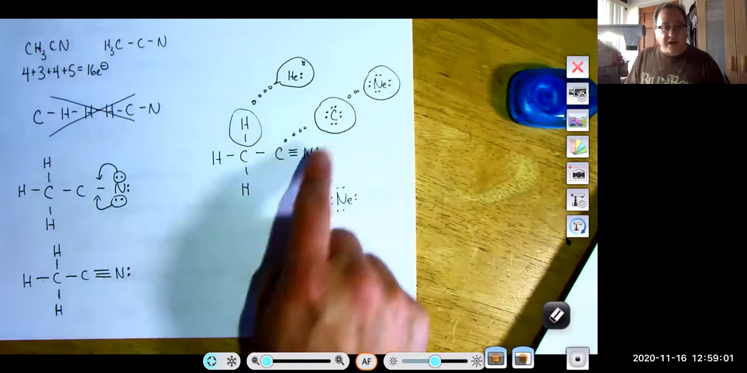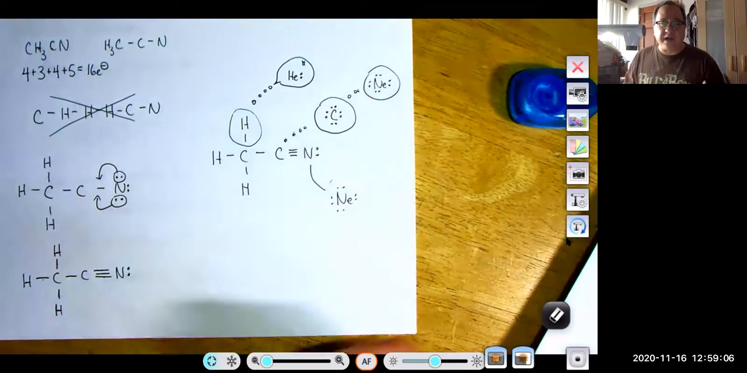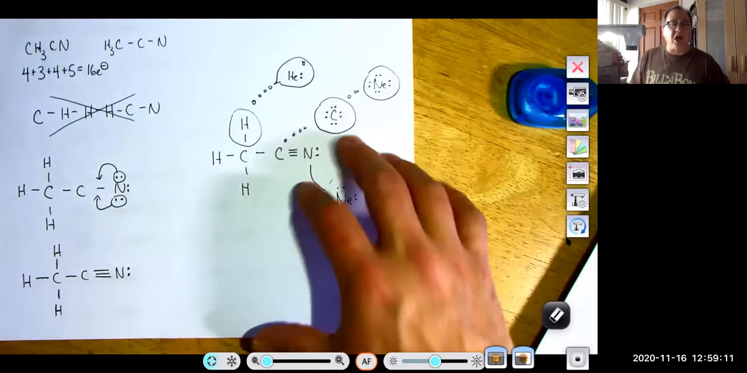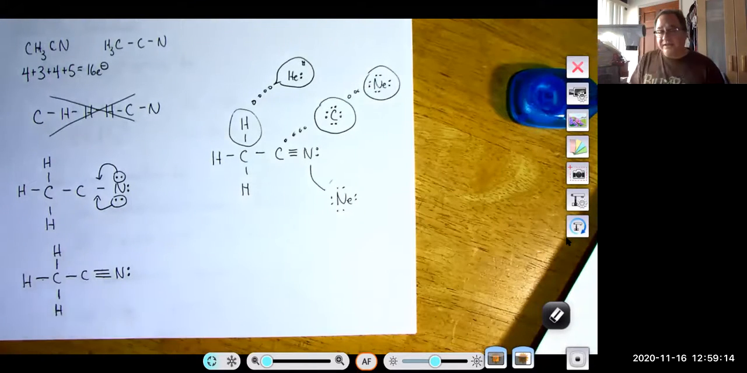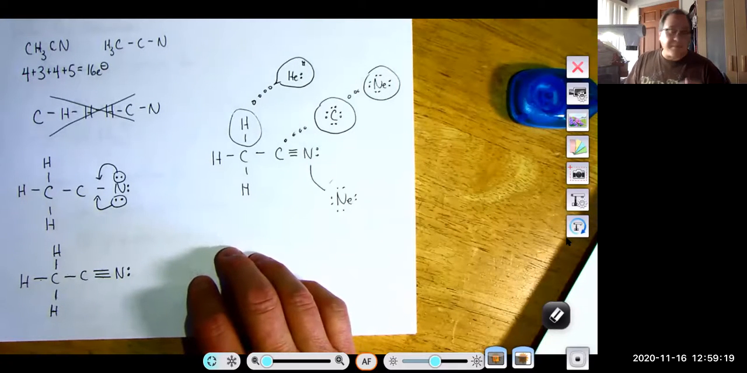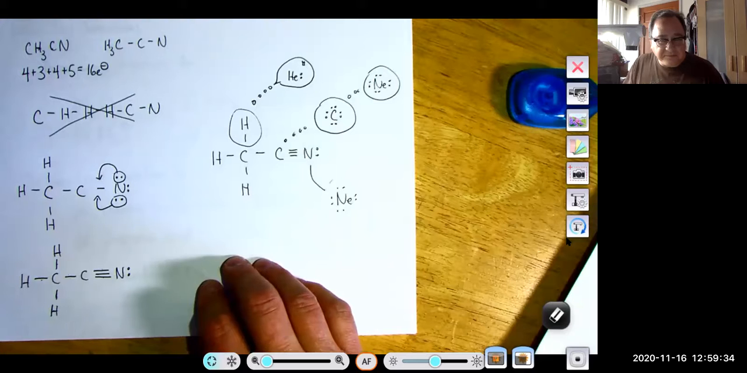So if these have an octet and they're like a noble gas, they're going to be less reactive than if they don't have an octet. Now, why do I say less reactive rather than not reactive? Because they're not noble gases. You can slap as much makeup on them as you want, but they're not noble gases. They might look really good like a noble gas, but they never, ever will be as unreactive as a noble gas. They're not the real thing. Is that clear? So that's why we like octets.